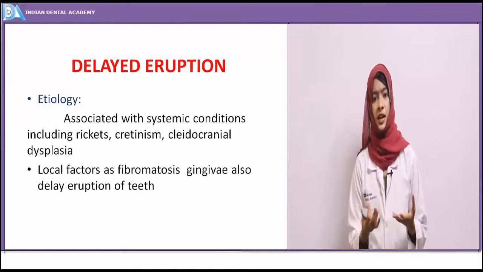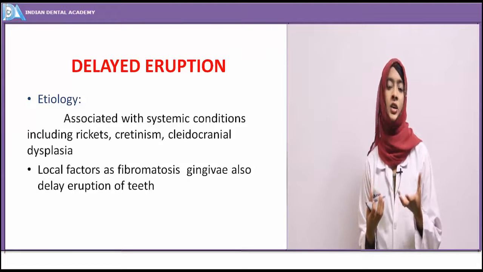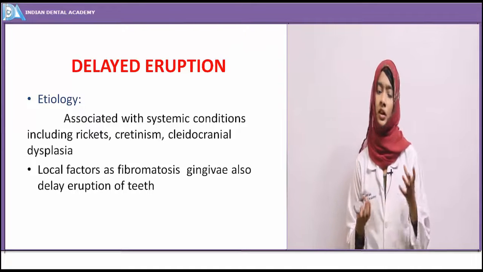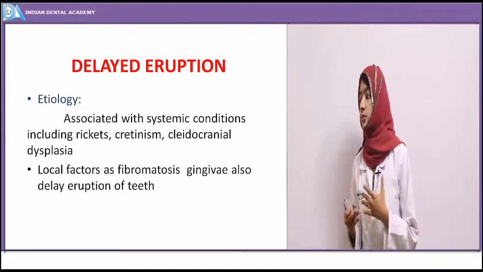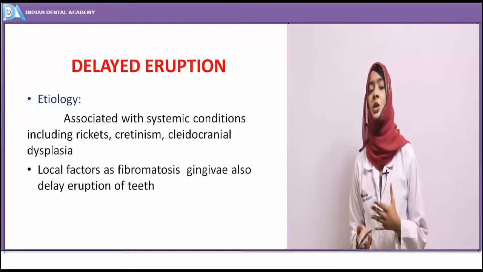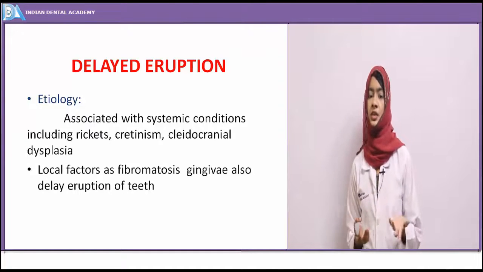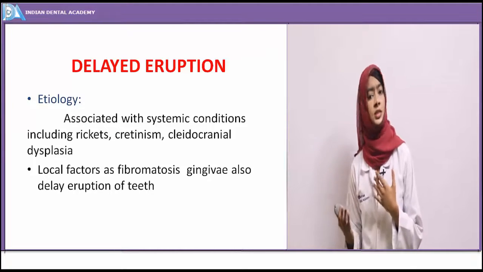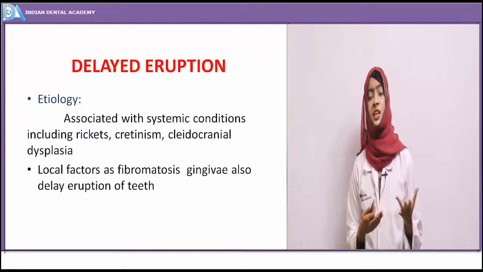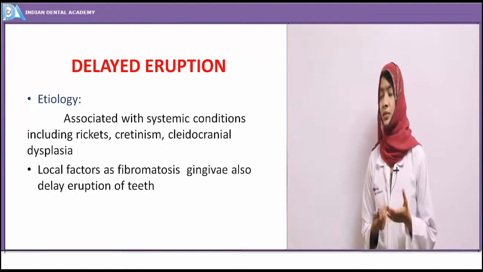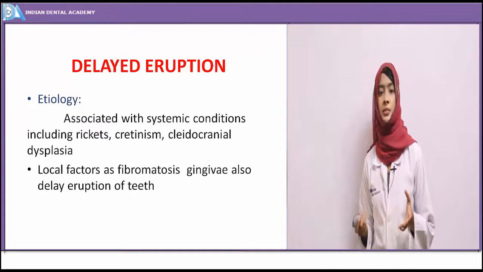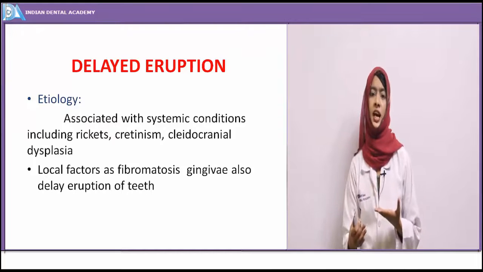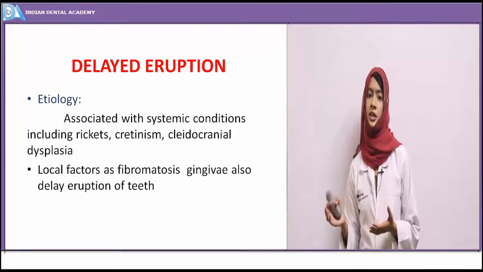Other factors may be local factors, like the presence of fibrous gingiva, fibromatosis gingivae, where dense fibrous connective tissue is present. It hinders even the normal eruption of teeth, so the deciduous teeth also may not erupt sometimes. So local factors also hinder eruption of teeth. In permanent dentition it is the same: systemic conditions and the presence of fibrous gingivae will hinder or cause delayed eruption of teeth. So the treatment is that if you have encountered any calcium deficiency or endocrinal disturbance, correction of that underlying cause will automatically lead to eruption of these teeth.